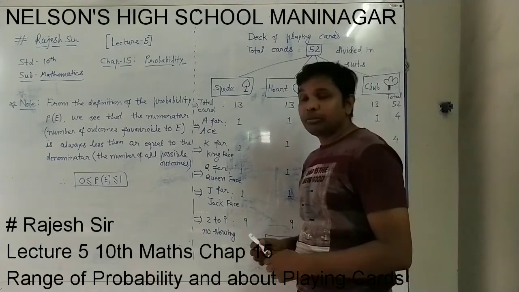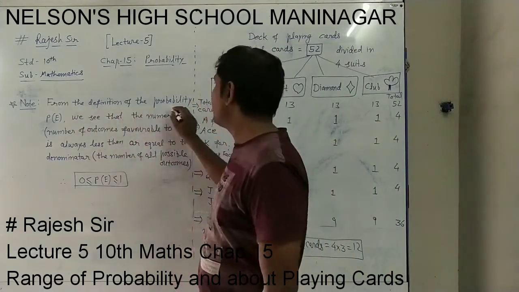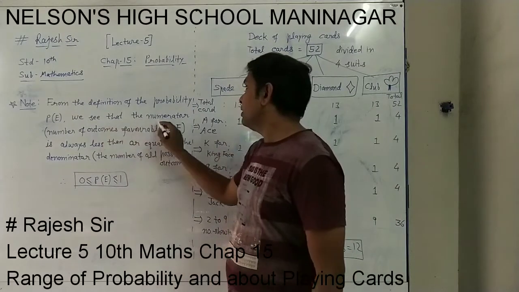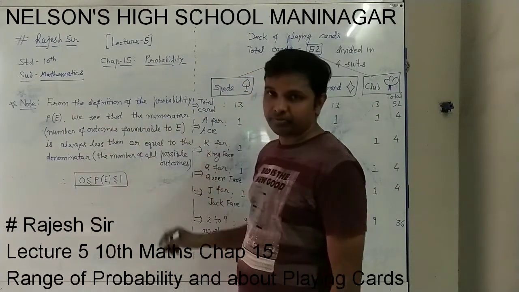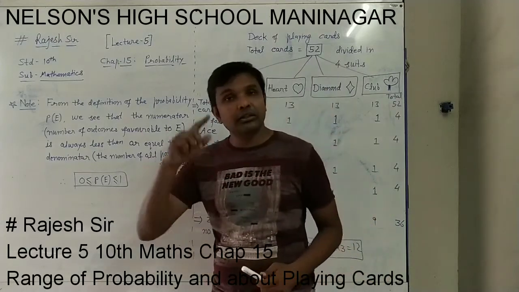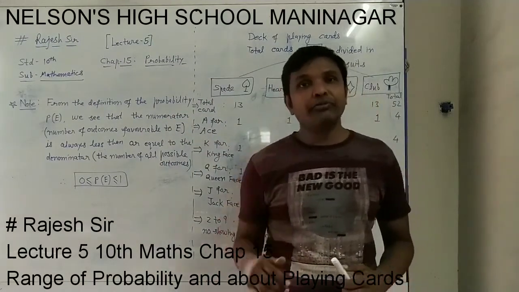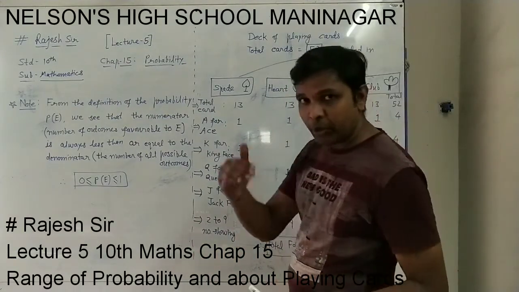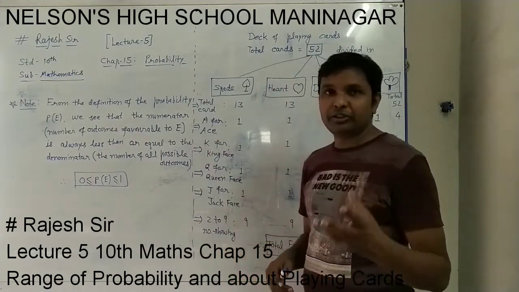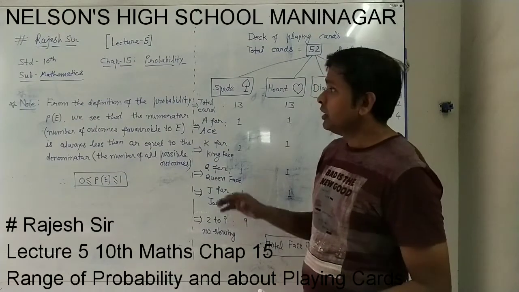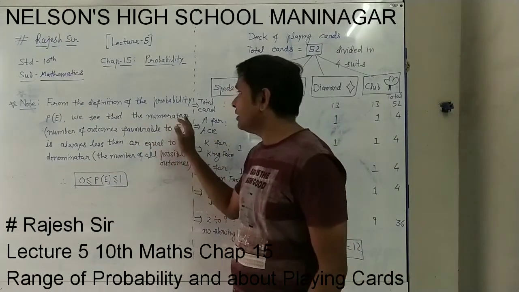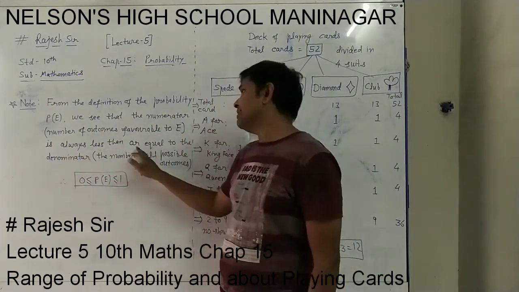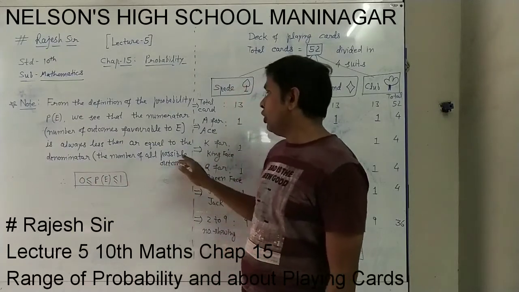So the first thing to notice is from the definition of probability P(E), which we saw in the very first lecture. The definition is P equals, in fraction form, the number of favorable outcomes in the numerator, and in the denominator the total number of outcomes. It is in fraction form, so it has a numerator and a denominator. About that we have to understand here: the numerator, the number of outcomes favorable to E, is always less than or equal to the denominator, the number of all possible outcomes.